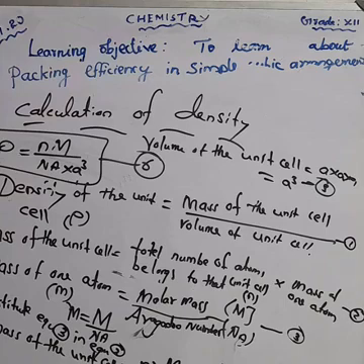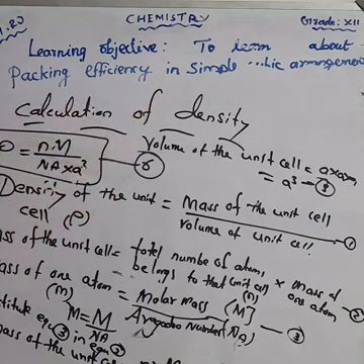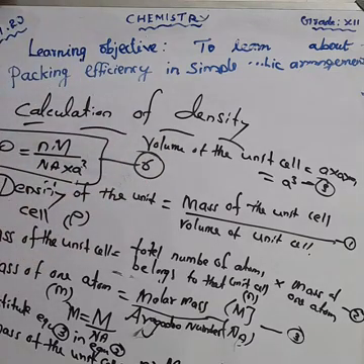Am I right? How many variables are there? 4 variables: rho, n, capital M, and a cube, which is a. If we know any 3 variables, we can calculate the other one. That is the calculation of density.